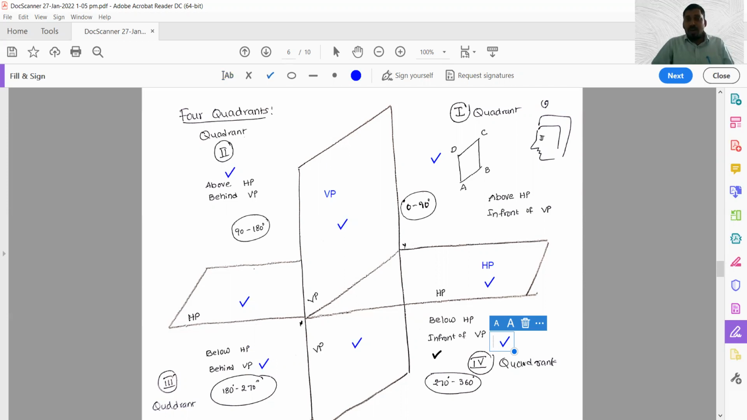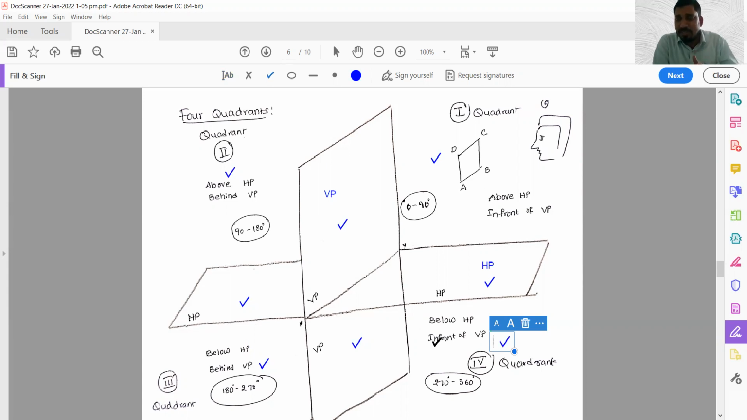So these are the things to be noted down for students. First angle projection, or first quadrant, means object position is above HP and in front of VP. For second quadrant, behind VP, above HP. For third quadrant, below HP, behind VP. For fourth quadrant, below HP and in front of VP. These are positions.